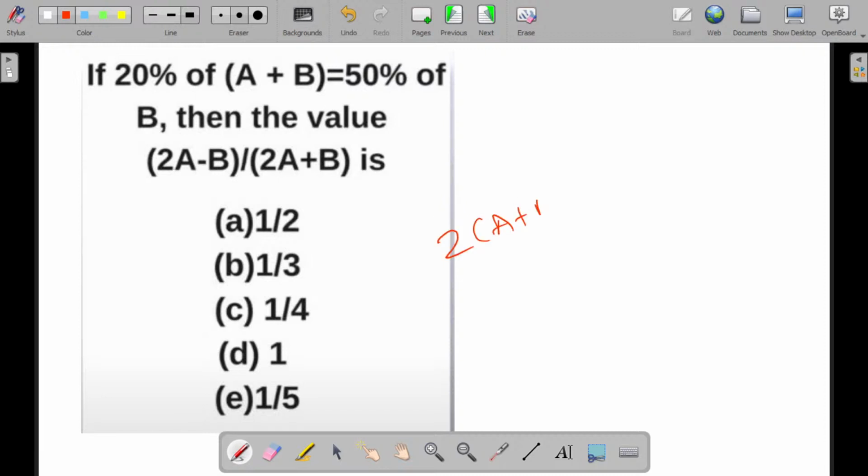2 of a plus b equal to, you get 5 of b, means 5b. Okay, the answer is 1 by 2.